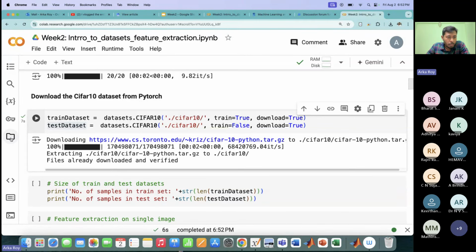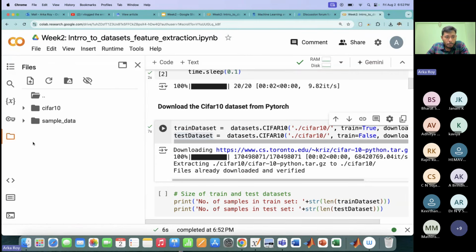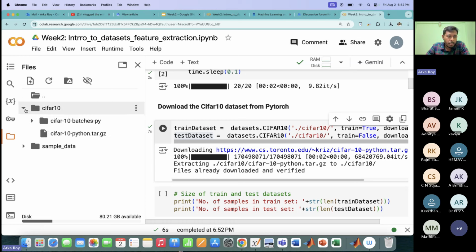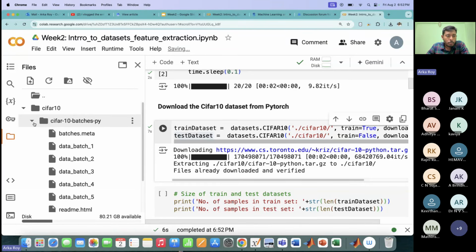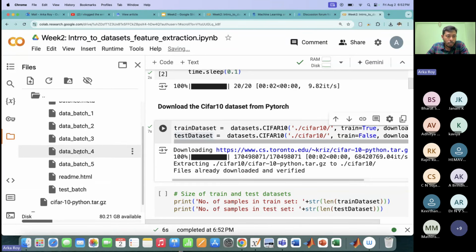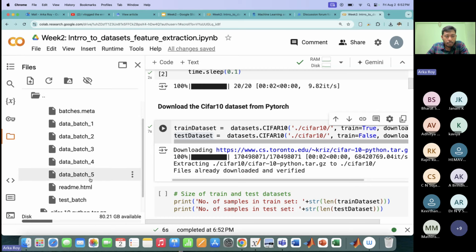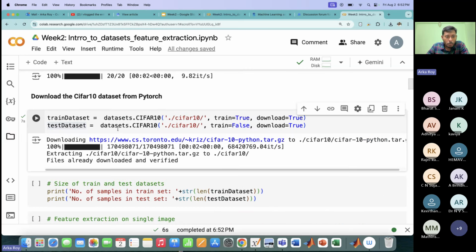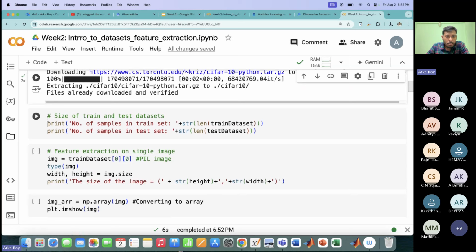If I just show you over here, you can see that the CIFAR10 dataset has been downloaded. If I open it, it basically gives you the compressed file from which it can also extract the original files. And you can see the data structures as well. It has extracted in different batches, let's say batch 1 to batch 5, which is not quite important as of now.